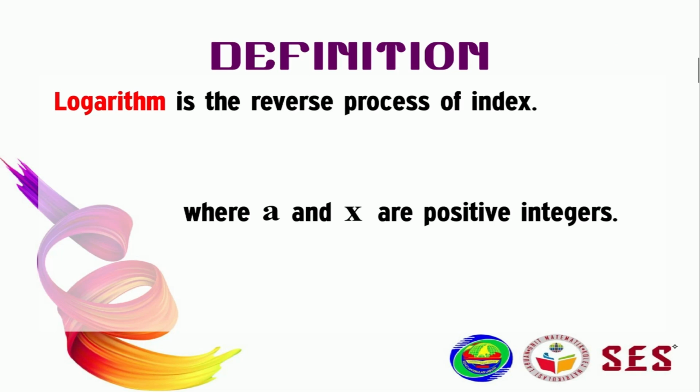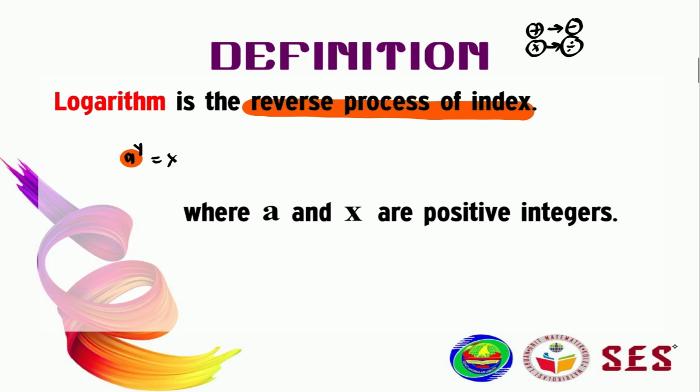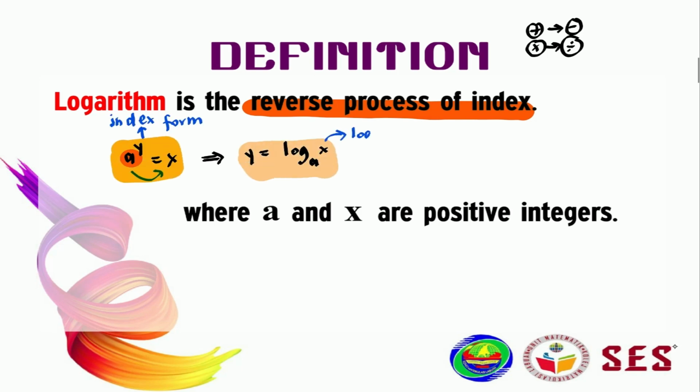There is a more formal way to define log, but generally, log is the reverse process of index. Just like the relation between addition with subtraction, multiplication with division, and so on. We've seen index in our very first video, a to the power of y, where a is the base and y is the power. Let's say this is equal to x. If I want to find y, I can move a to the other side, and this will become log like this. y equals log x base a. This is called the index form, and this is called the log form. a is still called the base in both forms.